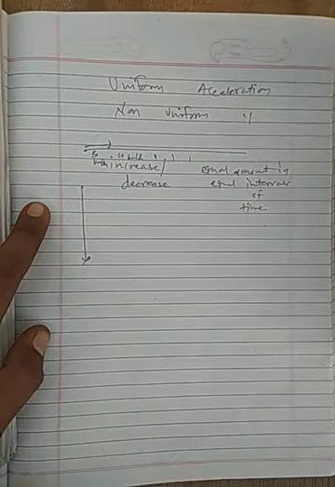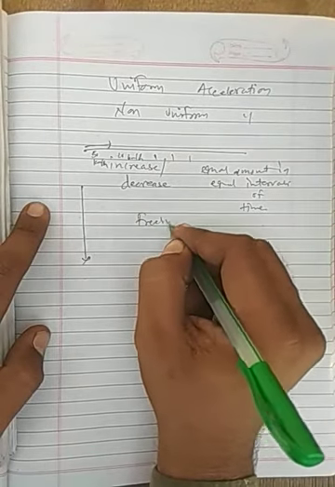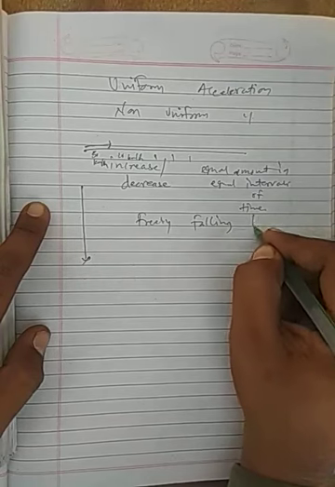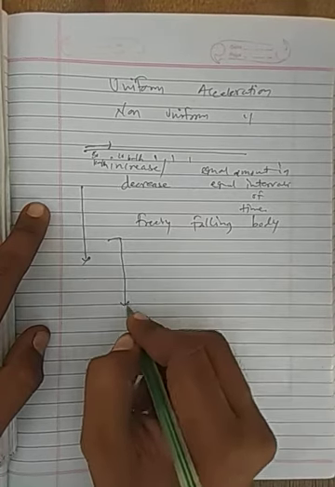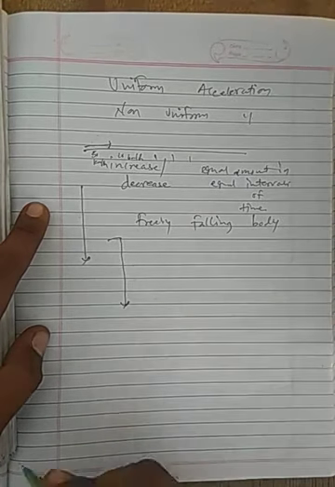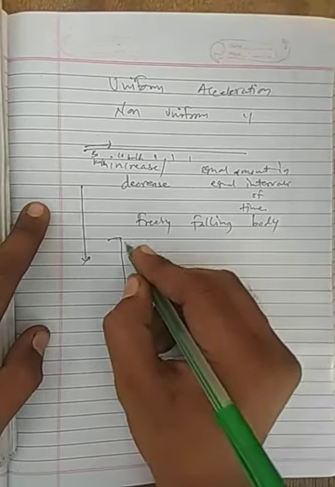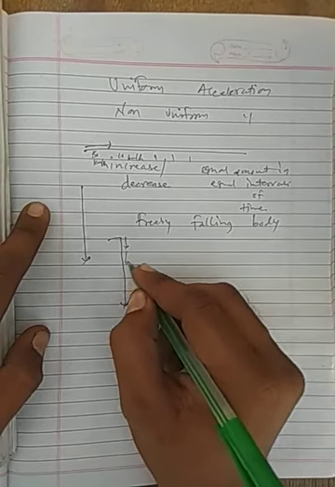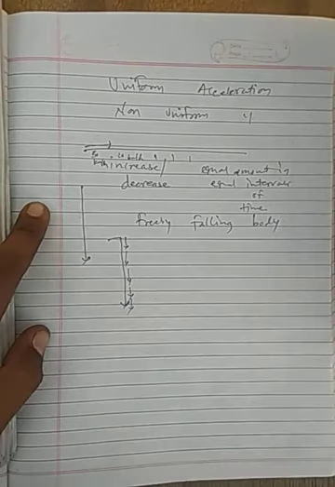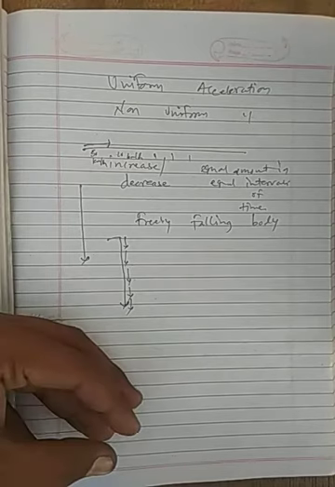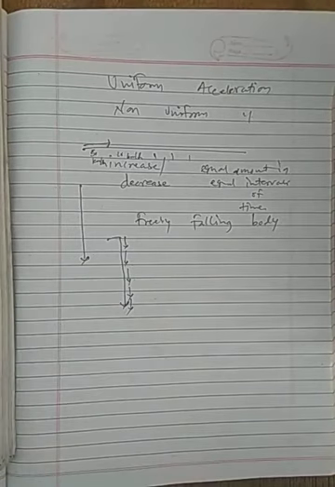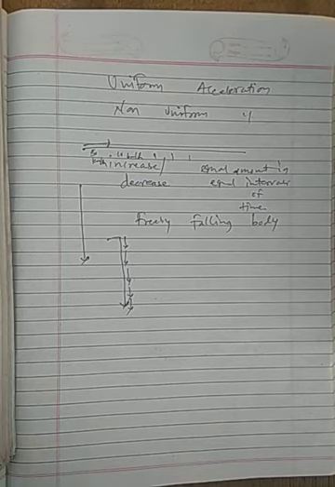The example of it is a freely falling body. If one is jumping from a tall building, the body is falling freely. You know that the speed of this body will be increasing by the same amount in the same interval of time due to gravitational force. So a freely falling body has a uniform acceleration, it is increasing uniformly.